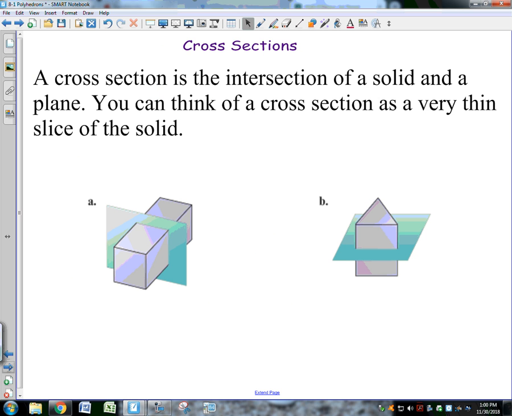All right, next we're going to talk about what a cross-section is. Just write down those words. Do not draw those pictures.